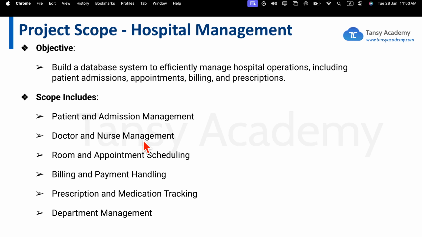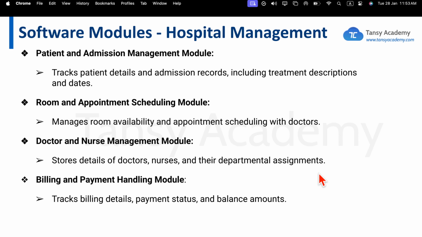Let me explain in a little more detail what happens in each software module in terms of day-to-day business operations. In the patient and admission management module, you track patient details and admission records, including treatment description and dates. When I say track, you have to create the tables and insert data to mimic this business operation. And in the room and appointment scheduling module, you will manage room availability and appointment scheduling with doctors.